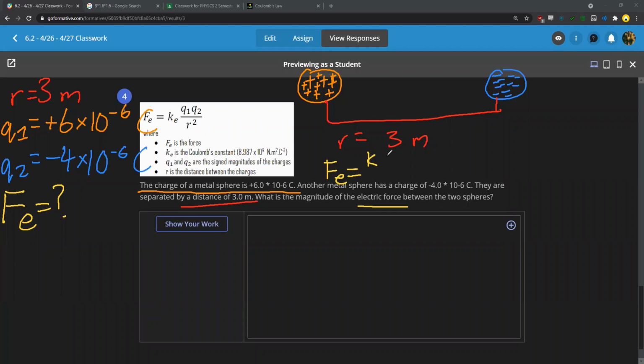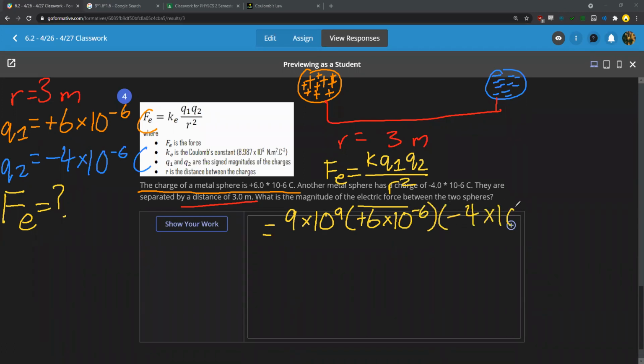So Fe is K Q1 Q2 over R squared. K is always 9 times 10 to the 9. Q1 is positive 6 times 10 to the negative 6. Q2 is negative 4 times 10 to the negative 6. R squared, 3 squared.